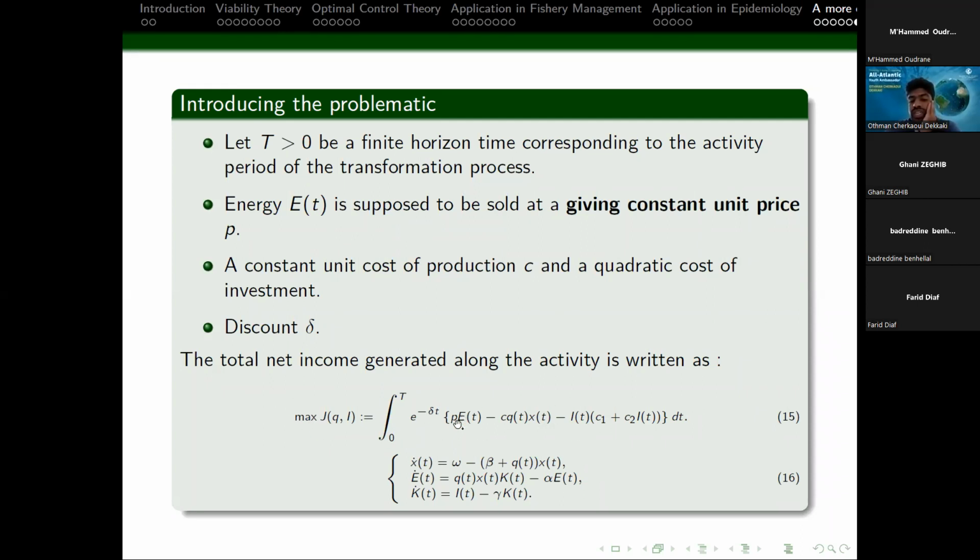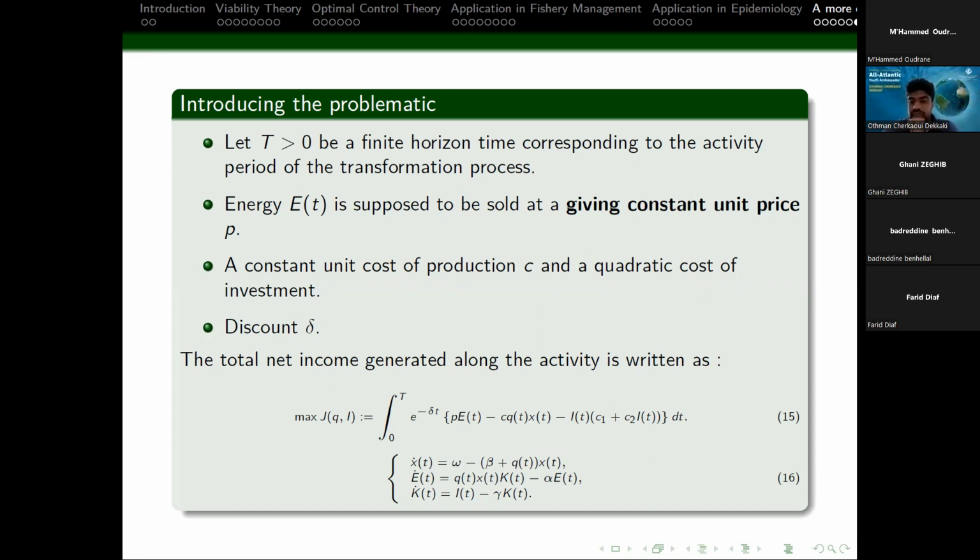You sell the energy at price P, meaning you multiply P by E, then you take away the costs. So there is a unit cost of production C, so C multiplied by what we produce, Q_t X_t. So we take the Q_t ratio from the waste X_t. And also we invest E. So E has a quadratic cost, c1 E plus c2 E squared, with respect to our system.